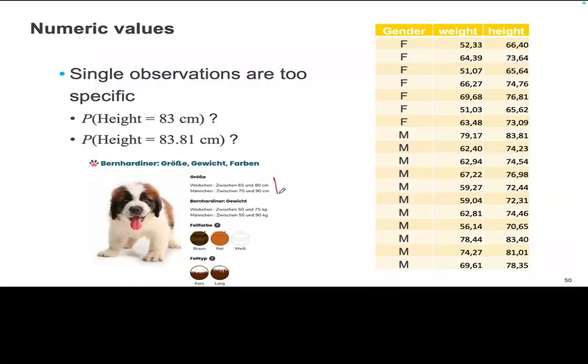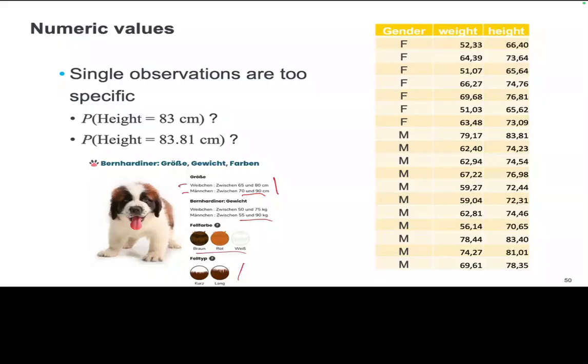Well, here you see descriptions of the females and the males are a little bit taller and the males are a little bit heavier than the female Bernardiner dogs. And you see some of the attributes like color of the fur and also whether it's short or long.